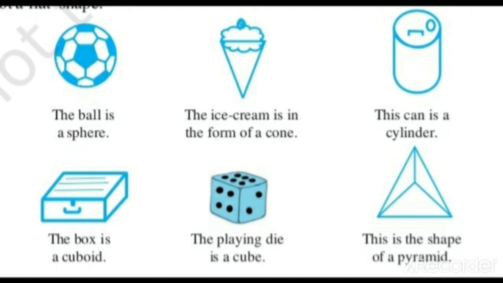The ball is a sphere. Ice cream is in the form of a cone. This can is a cylinder. The box is a cuboid. The playing die is a cube. And here is the shape of a pyramid. Find out other examples like this.